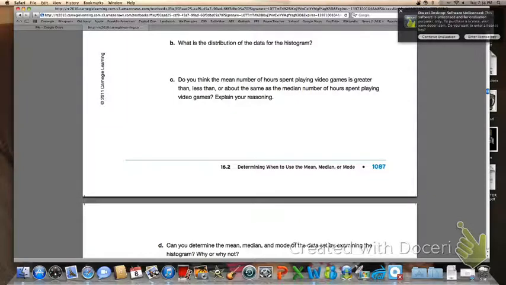Let's go back to the last problem that we skipped as we went through the lesson, letter C at the bottom of page 1087, referring to the histogram. It says, do you think the mean number of hours spent playing video games is greater than, less than, or about the same as the median number of hours spent playing video games? And then explain your reasoning. So again, take a look at letter B as far as what the distribution was and answer the question with your group members.